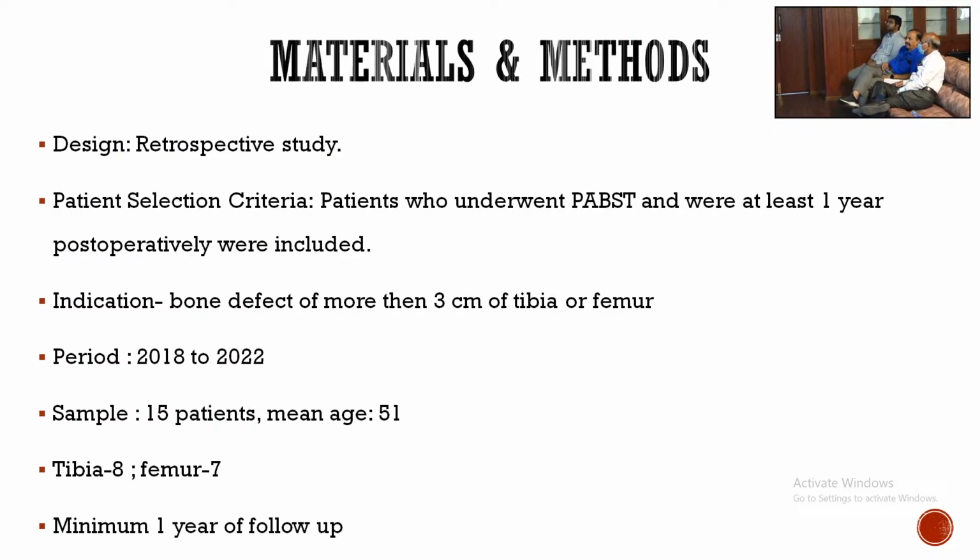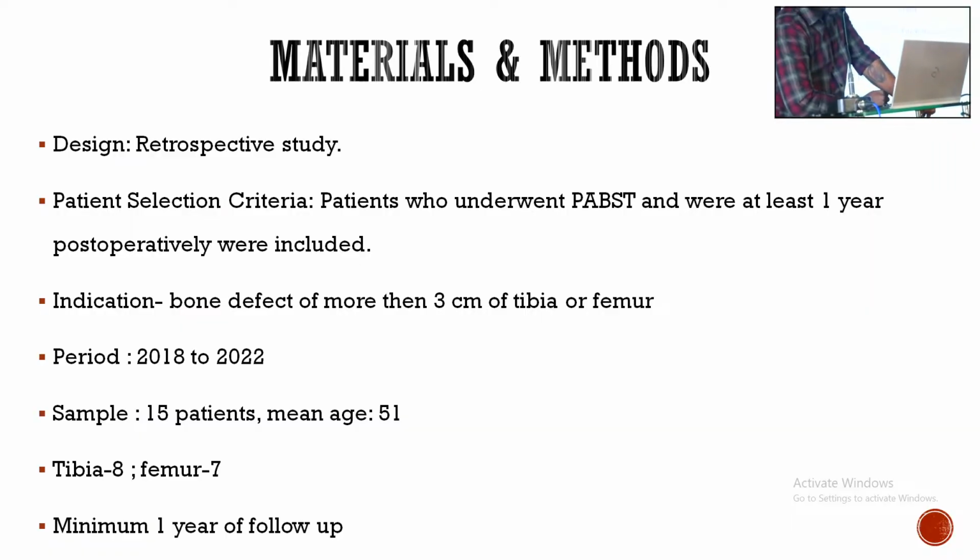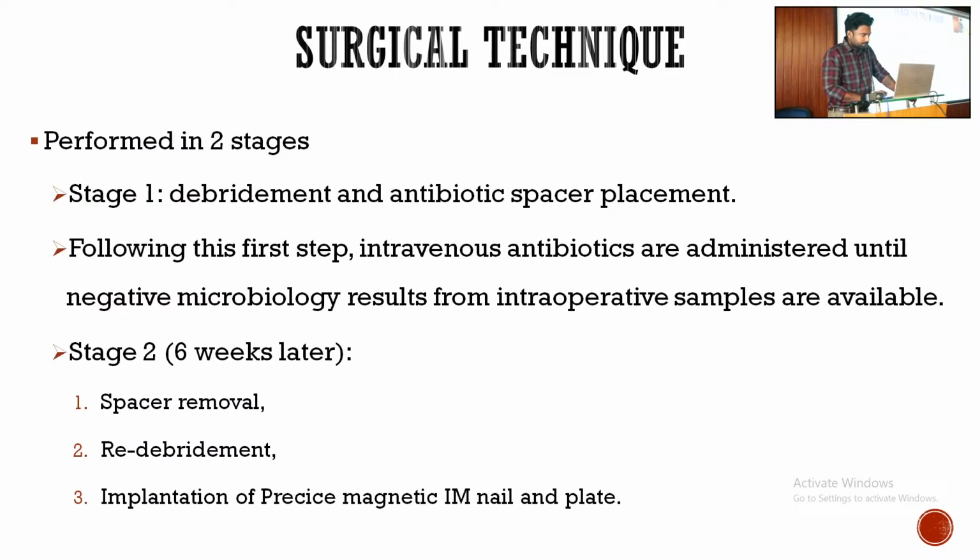Materials and methods. It is a retrospective study, and the patients who underwent PABST and were at least 1 year postoperatively were included. The indication is a bone defect of more than 3 centimeters of tibia or femur, and the period is between 2018 to 2022. Sample size is 15 patients, and the mean age is 51. A total of 8 cases of tibial non-union and 7 femoral cases were taken for the study, with a minimum of 1 year of follow-up. They have taken both septic and aseptic cases.